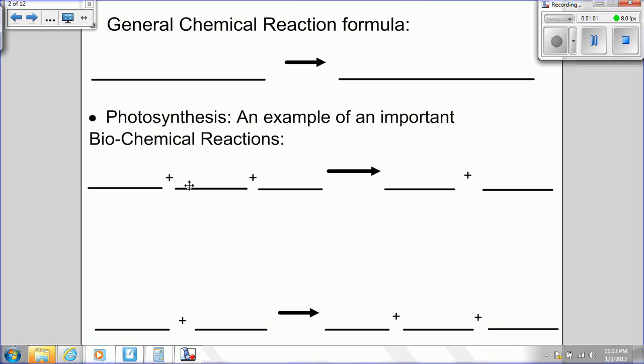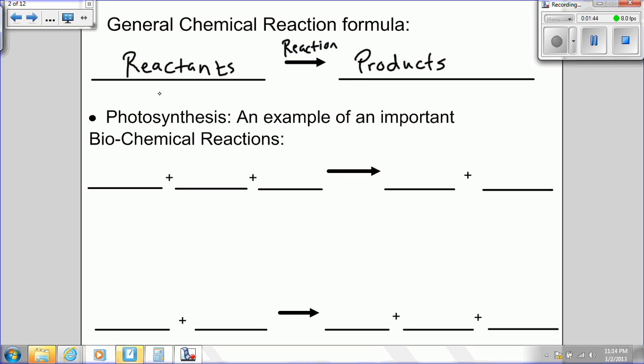So first, let's start out with a little review from last year. We talked about the general chemical reaction formula. And if you remember, on the left-hand side of the formula, you have your reactants. Okay, your reactants are the molecules that are actually undergoing the chemical reaction. They are going to be changed. All right, and they are changed during the reaction, so the arrow indicates the reaction. So during the reaction, your reactants are changed into your products.